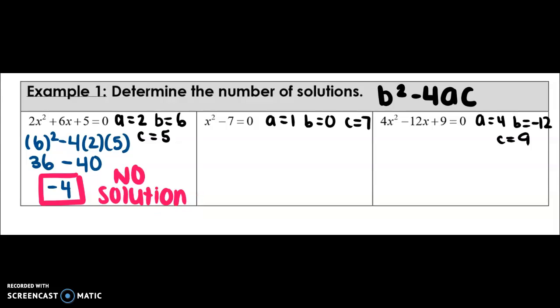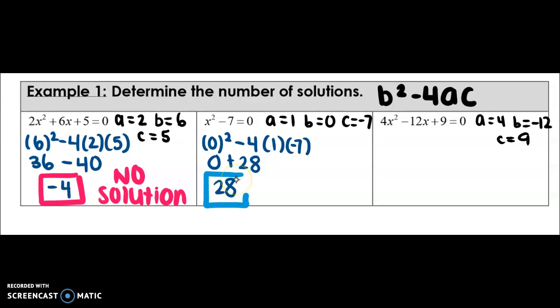Let's take a look at this middle example here. I have b that is 0 squared minus 4 times 1 times 7. Obviously 0 squared is 0. And 4 times, oops, it should be negative 7. That is a typo on my end here. Negative 4 times 1 times negative 7 gives me a positive 28, and obviously anything plus 0 is that given number. So in this case, since this is a positive number, that means we will have 2 solutions or 2 x-intercepts.